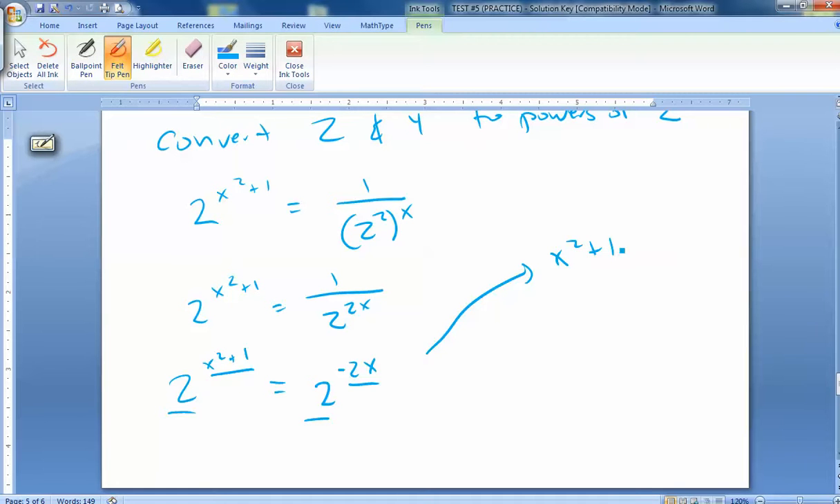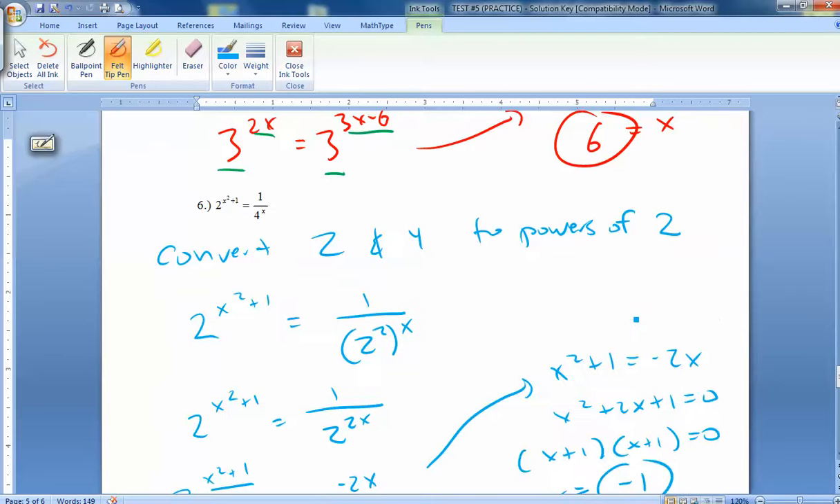So x squared plus 1 equals negative 2x. X squared plus 2x plus 1 equals 0. We have x plus 1 equals 0. So of course x equals negative 1.